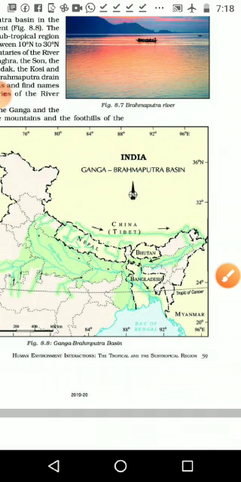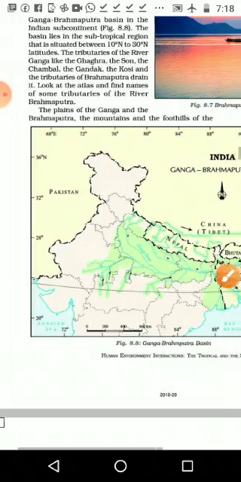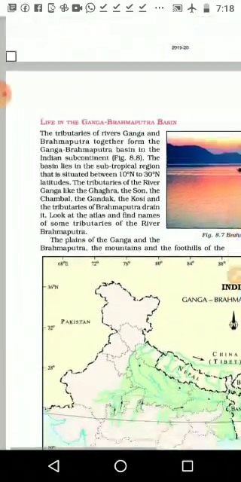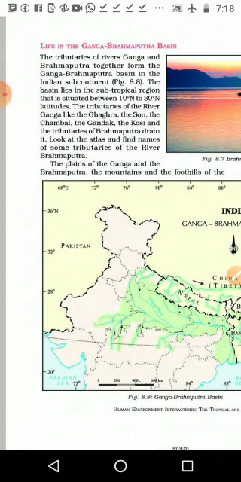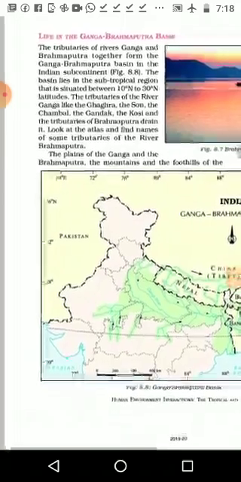So this area altogether we will call the Ganga Brahmaputra basin, because of the presence of water every time. Then the life, different types of animals, birds and trees, and the ecosystem of that area altogether we can see. The tributaries of the rivers Ganga and Brahmaputra together form the Ganga Brahmaputra basin in the Indian subcontinent, and the picture we have already discussed.